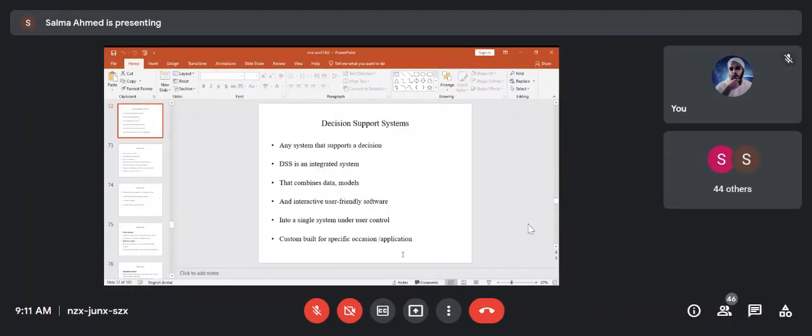For each of these levels, we have a different system which is operating. The lower level has the transaction processing system. The middle level has what we call the management information system. And the topmost level has the executive support system. The TPS are very detailed. Every minute detail is recorded.